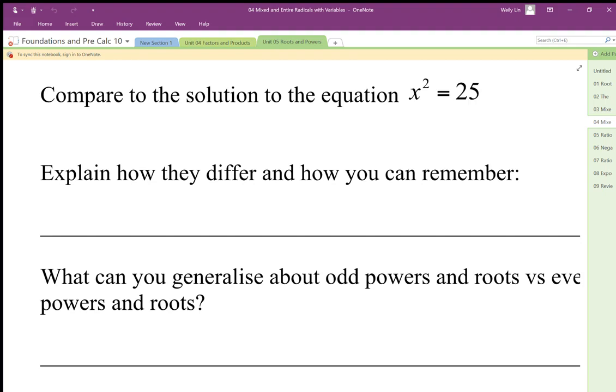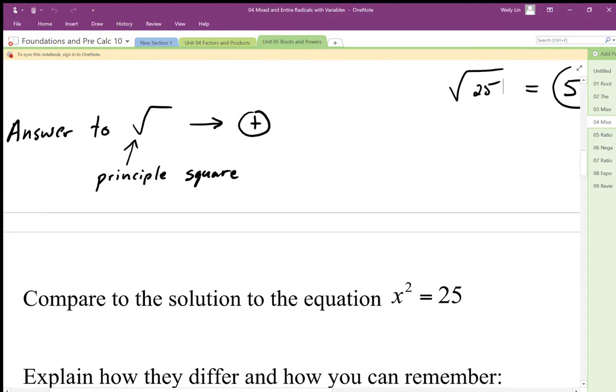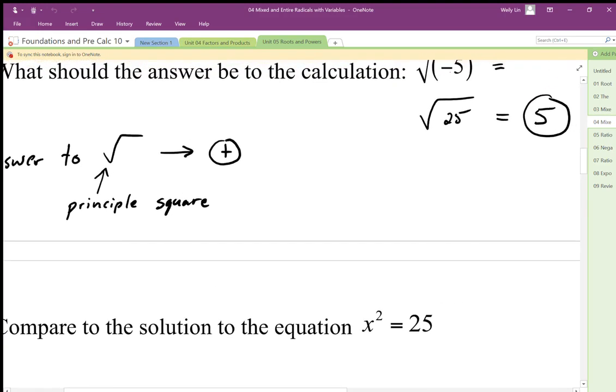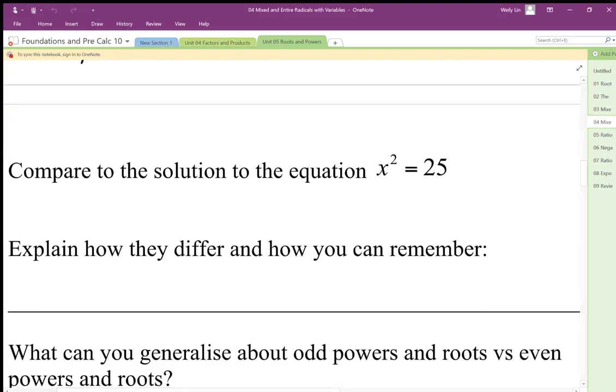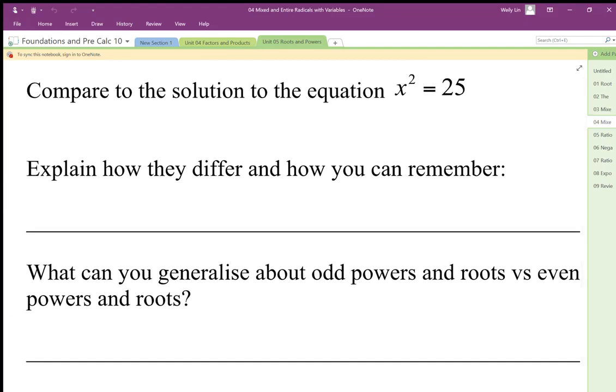So continuing with this issue of the square and square root not quite being perfect opposites, we can compare the answer to square root 25, which is 5. The square root of 25 is always going to be the principal square root, which is positive 5. And we're going to compare that to a solution of x squared equals 25 when we solve this.